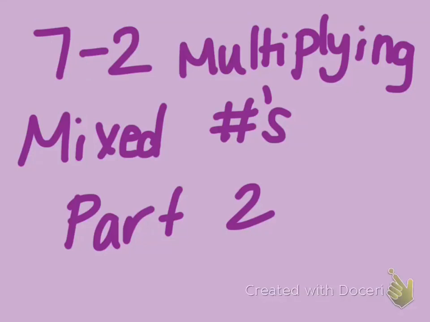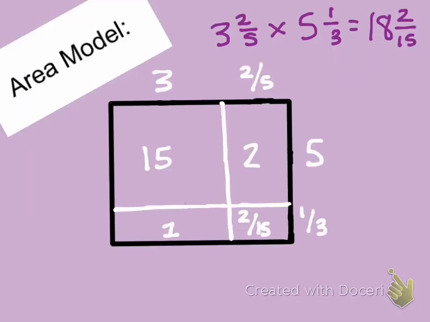In 7-2, we're multiplying mixed numbers without the area model this time. So in yesterday's video, we took 3 2/5 times 5 1/3 and multiplied them using the area model, and we found 18 2/15 as the answer.